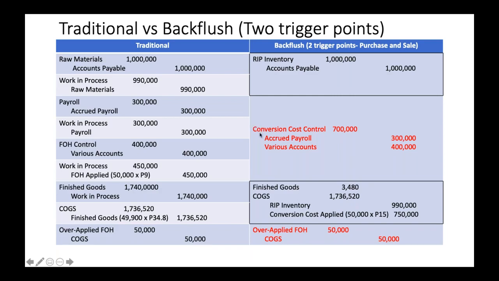So the actual cost is 700,000, debit conversion cost control, credit accrued payroll, and then credit various accounts 700,000. And then comparing the two, we have an over applied factory overhead. So debit over applied overhead, and then credit cost of goods sold. So we have two trigger points here, and then we make some backflushing of cost.